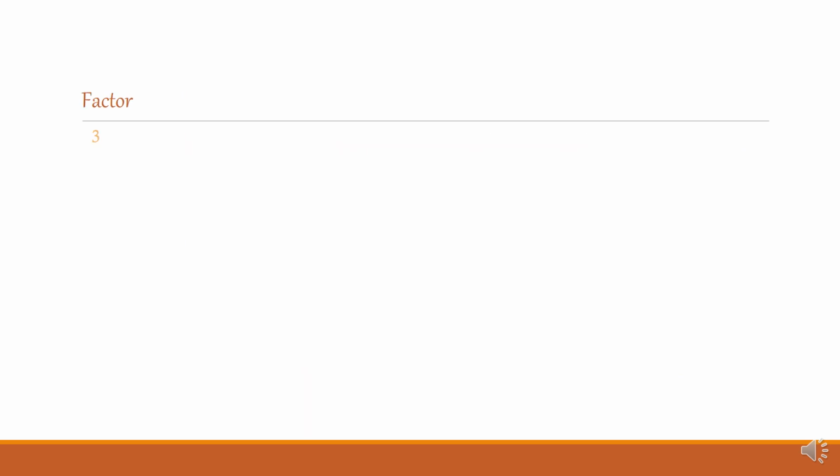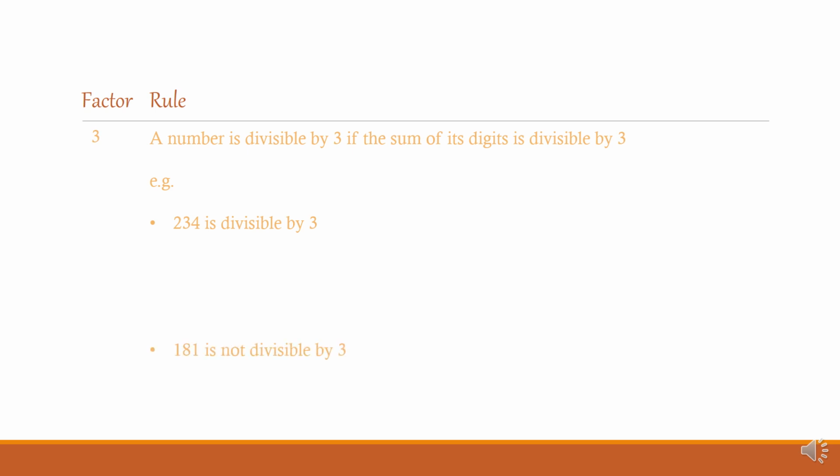Now, for 3, how do we know a number is divisible by 3? A number is divisible by 3 if the sum of its digits is divisible by 3. What do we mean by this? Look at this example. 234 is divisible by 3. How do I know? Just by looking at it. And also, 181 is not divisible by 3. So how do we know this? Simply by applying the rule of divisibility. For 3, the sum of the digits must be divisible by 3.